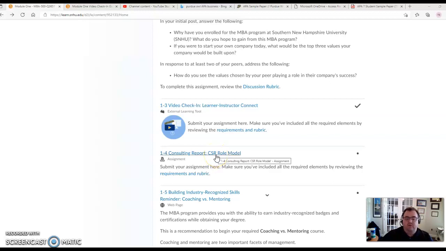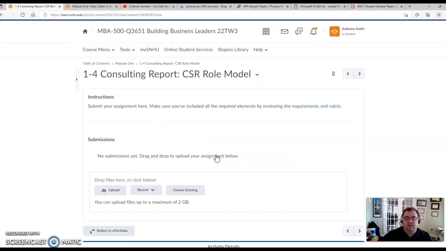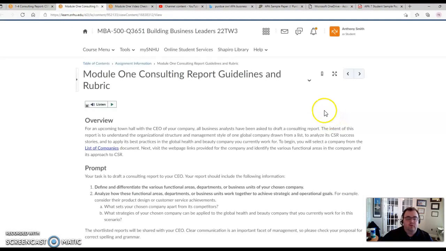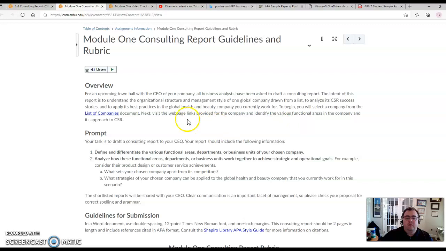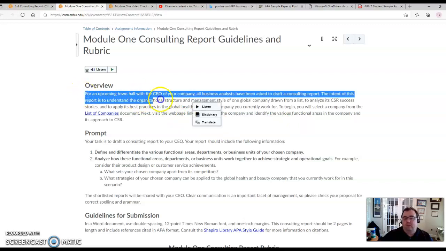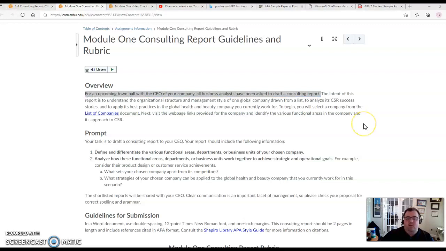So from the learning module, let's take a look at 1-4. Take a look at the requirements in the rubric, right? So this will tell you your audience. So if you're doing a written paper or a verbal paper or a PowerPoint presentation, you always got to know who your audience is, right? That's key. Now, why is knowing the audience important?